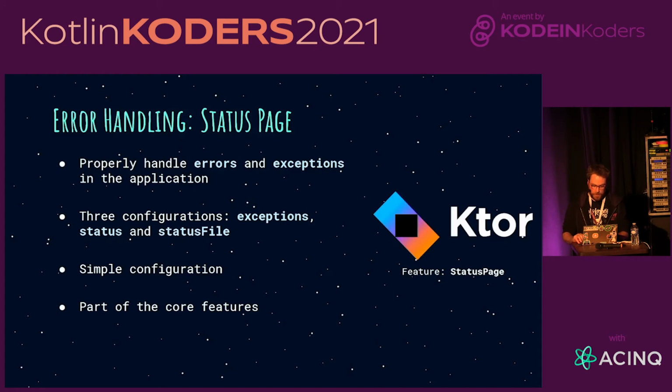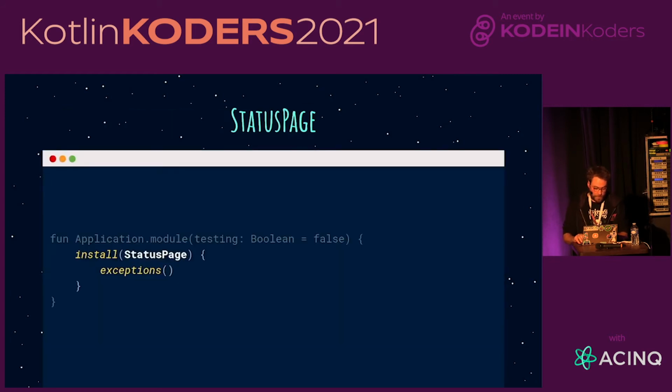There are three types of configuration for this feature. You can handle exceptions, handle status code, and status file. Again, it's a pretty simple configuration, and it's part of the core feature, so no need for extra third-party libraries. So again, I'm going to install the new feature and handle the exceptions.